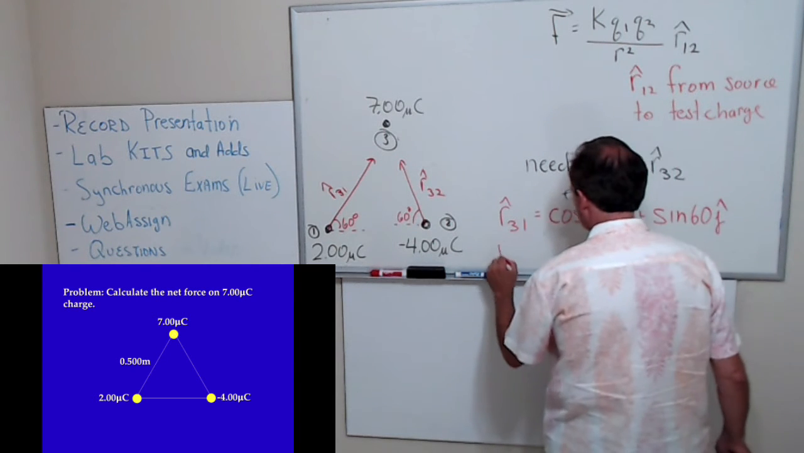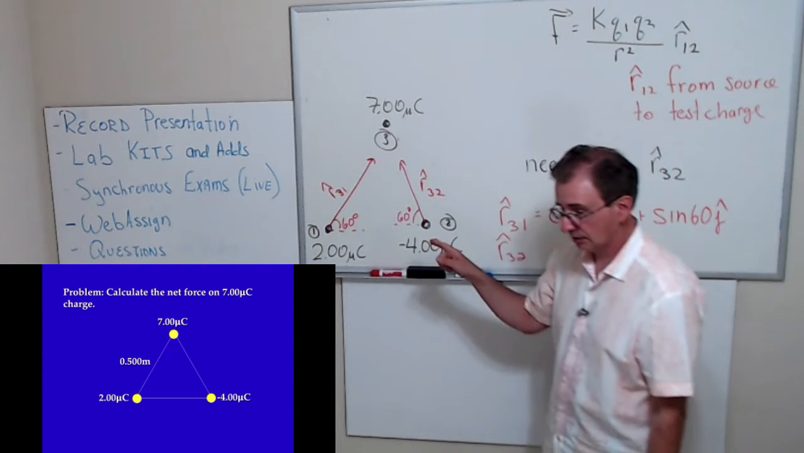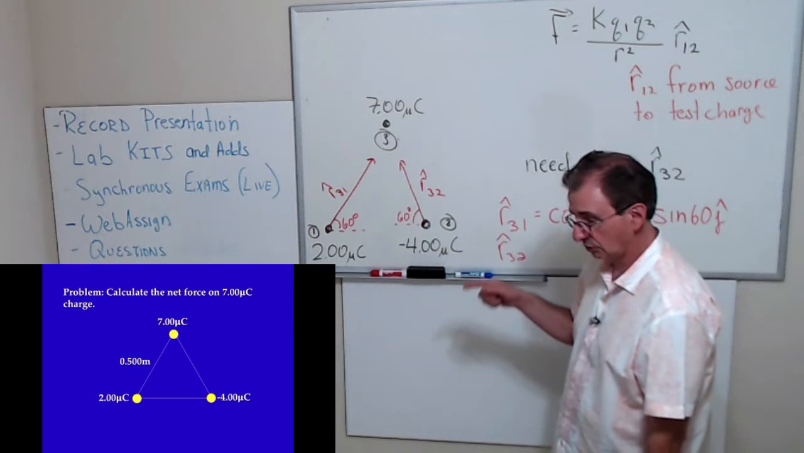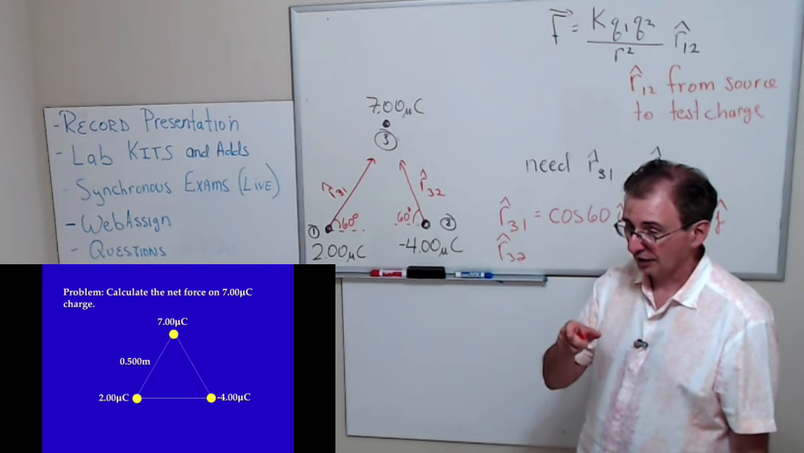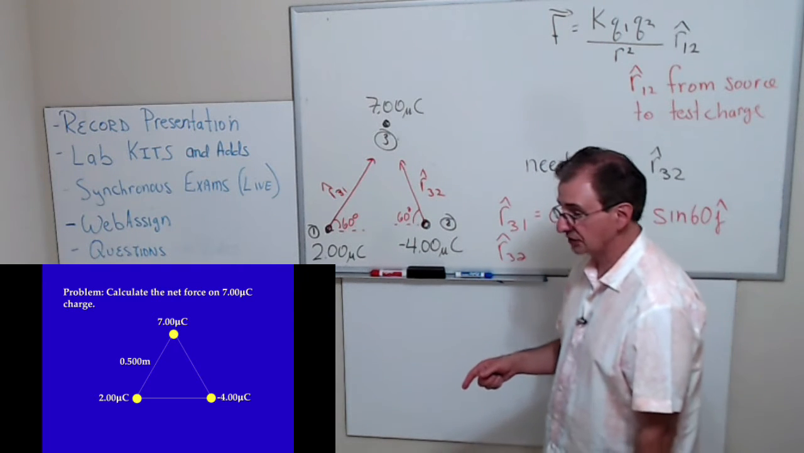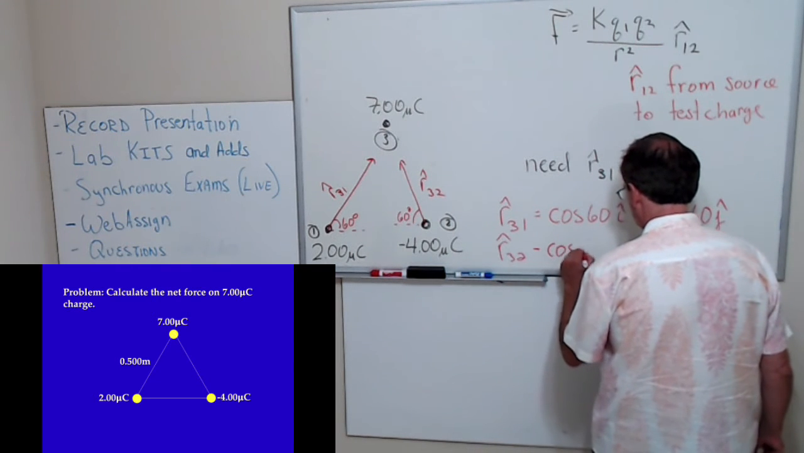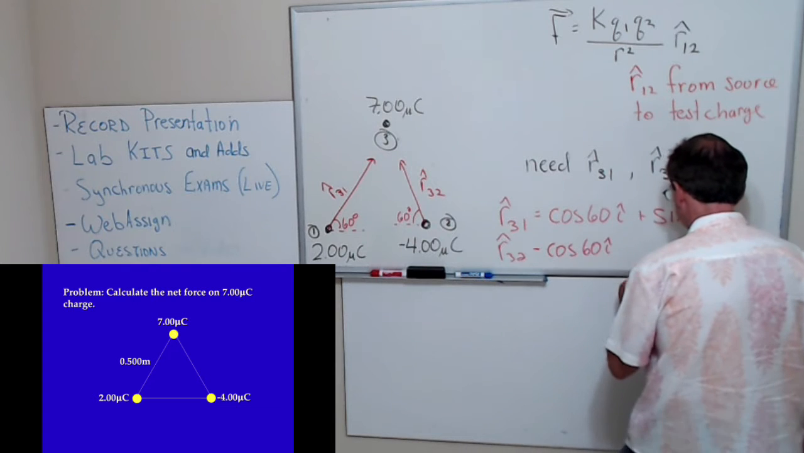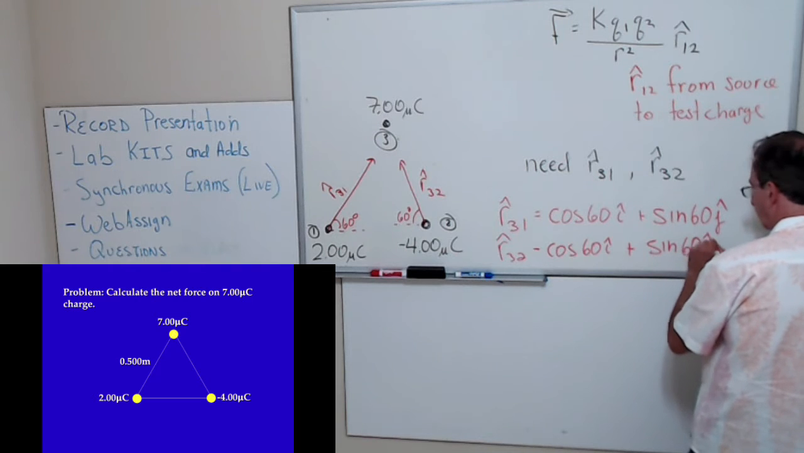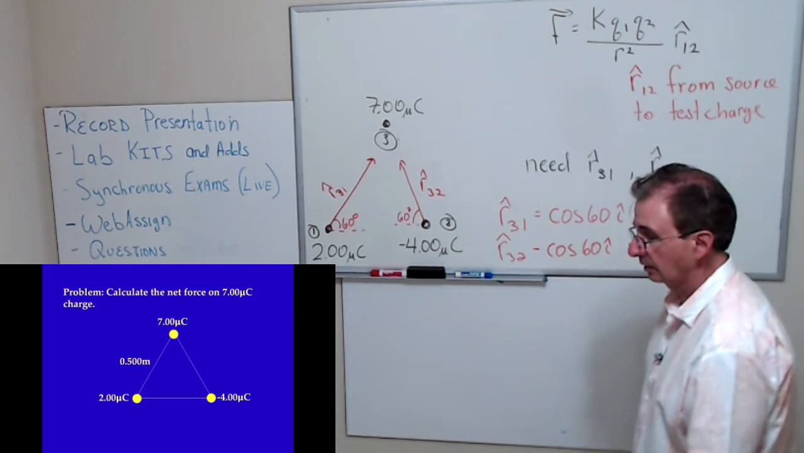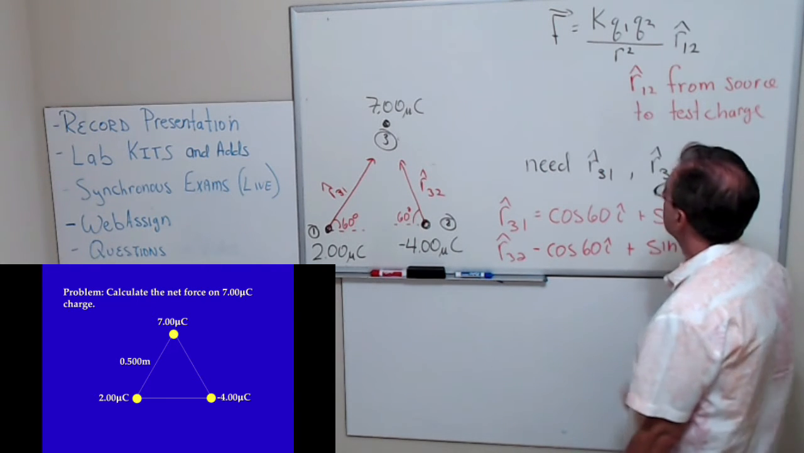For r32, if you put the tail of this vector at the origin, you would see that it would be directed in the second quadrant, because the x component is negative and the y component is positive. Then all I have to do is plug in all my k's and my q's.